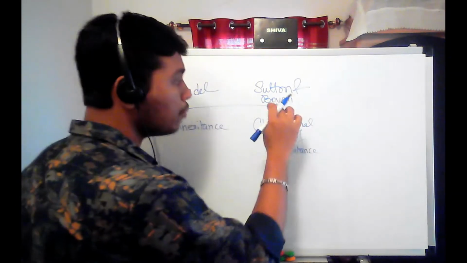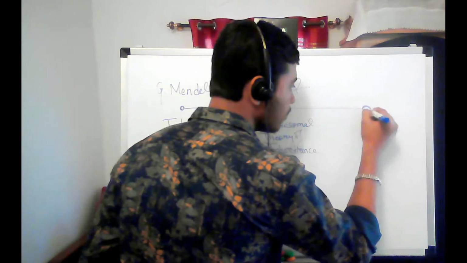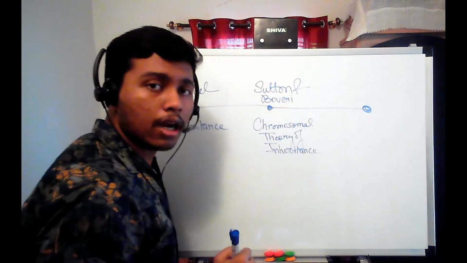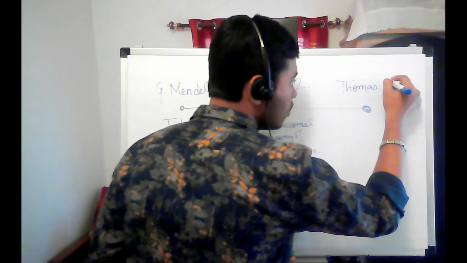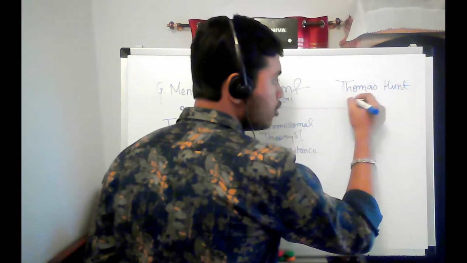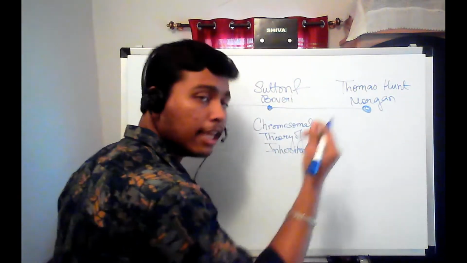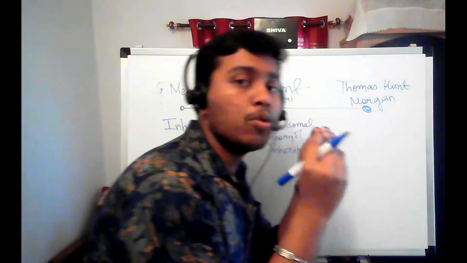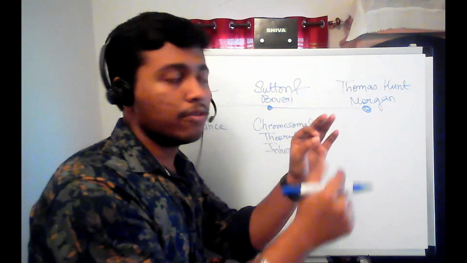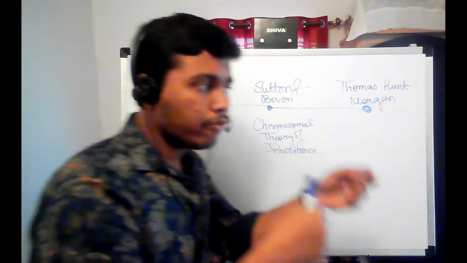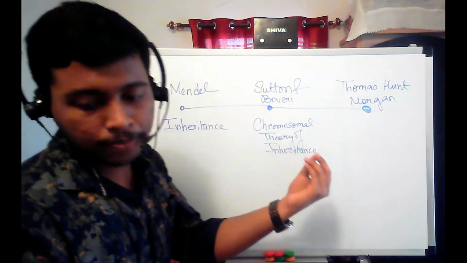So after Sutton and Boveri, we get Thomas Hunt Morgan, T.H. Morgan. What did he do? He gave us the idea that chromosomes had some genes. These genes were the ones that were being transferred from one progeny to the other. So he gave us the idea of the transfer of genes in chromosomes.